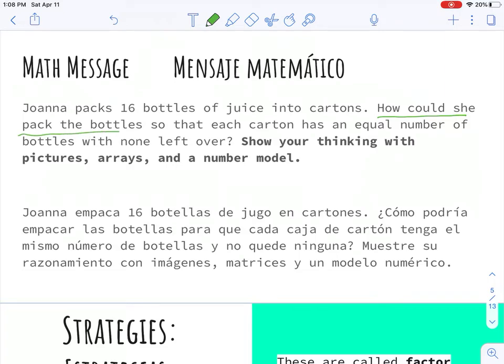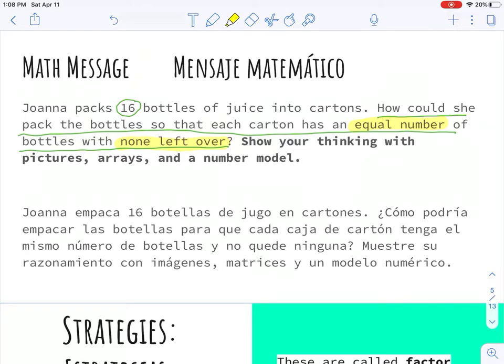So let's look at our question. How could she pack the bottles so that each carton has an equal number of bottles with no leftovers? Let's also pick out our numbers. We have 16 bottles, and that's really all that we know. We don't know the number of cartons. We're trying to figure out how many cartons she could have full of bottles. It's really important to know there are no leftovers, so you can't have any that are not in a carton, and all the cartons have to have an equal number. If one carton has 5, all the cartons have to have 5. You can't have one carton with 5, one with 4, and one with 3. They all have to have the same number.